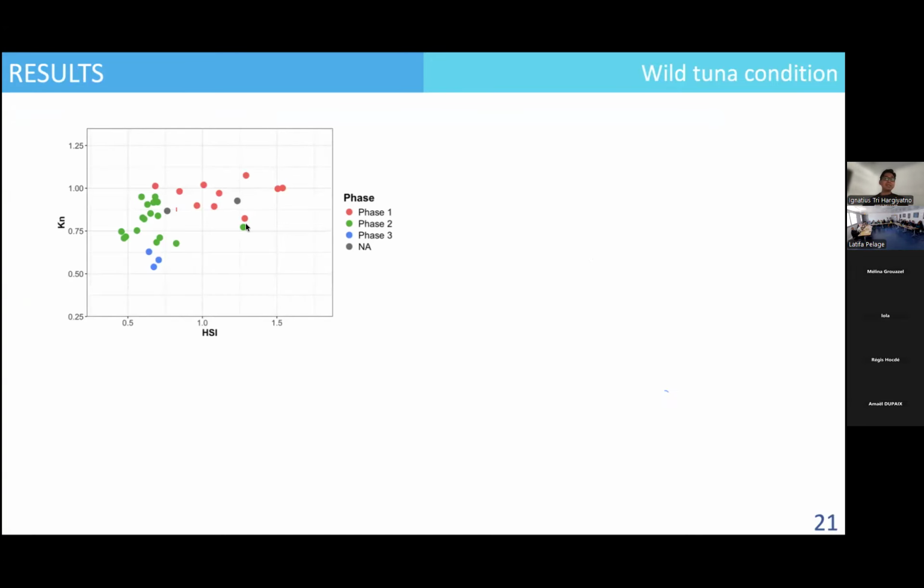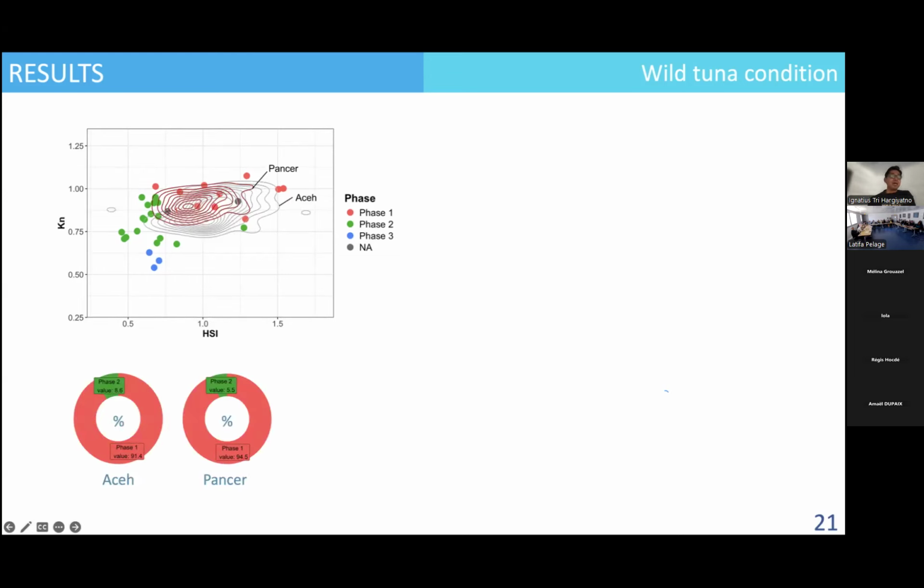And from the 2 dimensions of SSI and KN, I tried to plot it, and then we can see the movement of the condition factor between phases. Phase 1 is in the high SSI and high KN, and then phase 2 moves to the low SSI but the KN still high, and then phase 3 is low in both KN and SSI. When I overlay data from the wild tuna, what we got is around 90% are still in phase 1, and less than 10% are in phase 2.